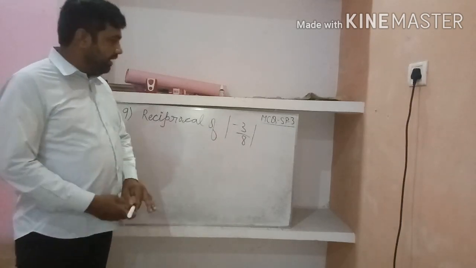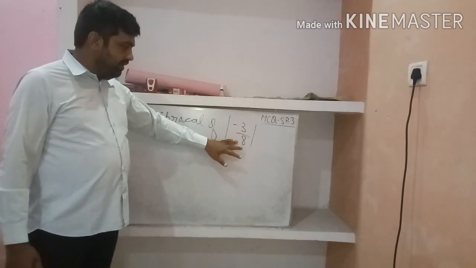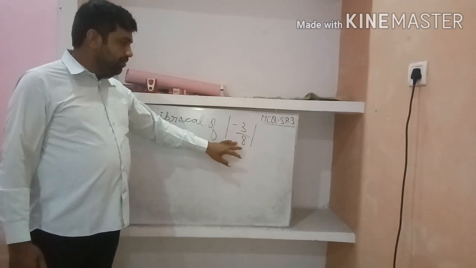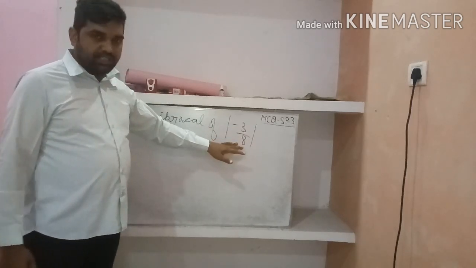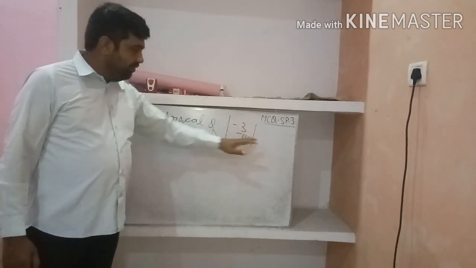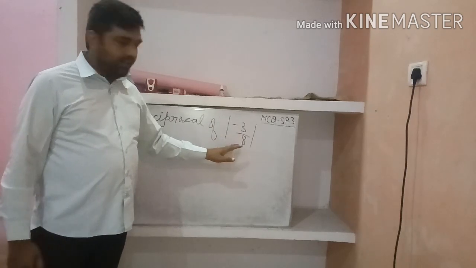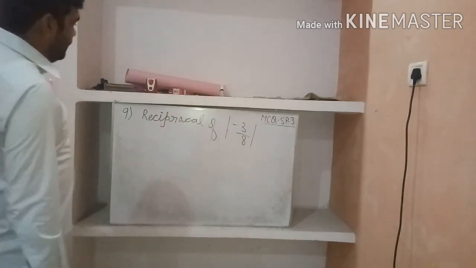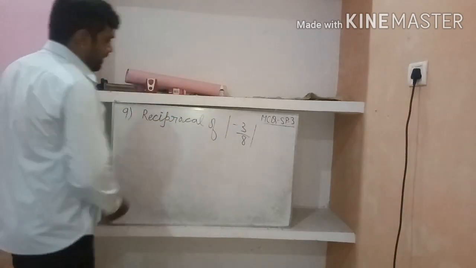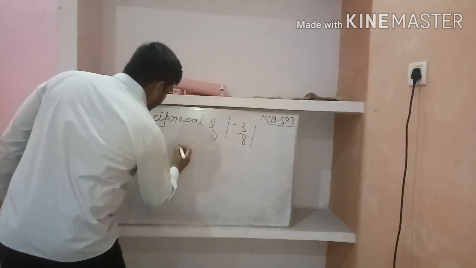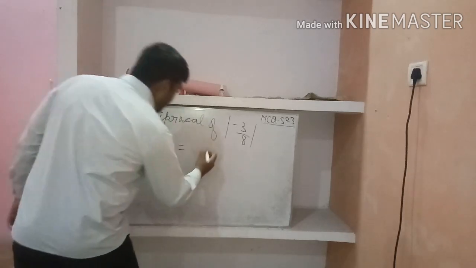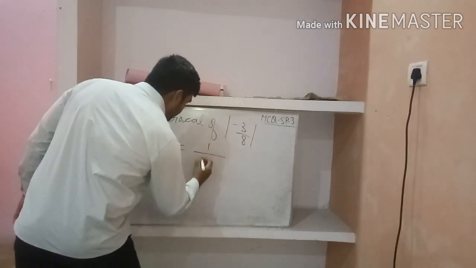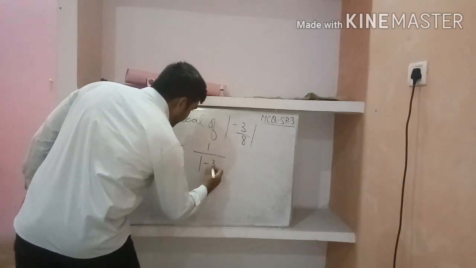Means either you put a positive number here or you can put a negative number. Whatever the number be inside, whether it is positive or negative, when you remove this bar, absolute value, you will get the positive number. So the reciprocal of minus 3 by 8. So what will this be? First of all, reciprocal means 1 upon the absolute value of minus 3 by 8.